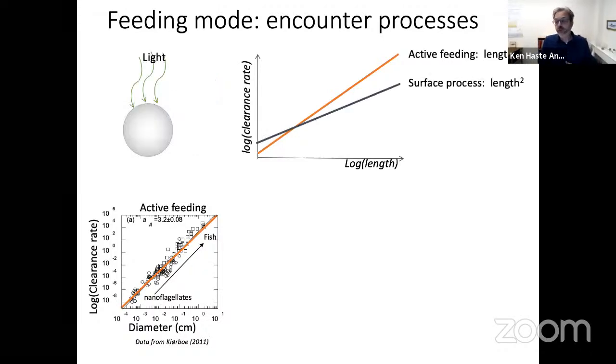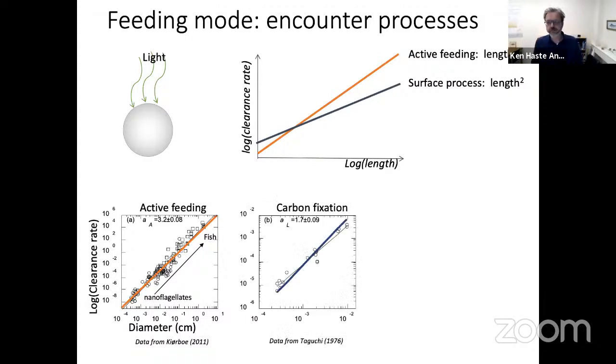But you can also be a phototrophic organism, something that lives off the light. And we could think about that being a volume process as well. You could fill up the entire cell with chloroplast and fix a lot of light and carbon this way. But that's not how it works, because the chloroplast in the center of the cell would be shaded by the chloroplast in the fringes. So essentially you're limited by your cell surface, which scales with the square of your diameter. So it's what I call a surface process, as we see from data.